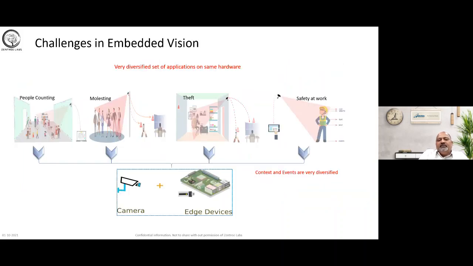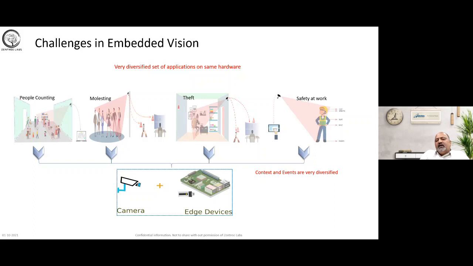And the next thing is, what are the different contexts and events, a little bit more. I have listed a few of these things here: people counting in a public event case, monitoring in open spaces, maybe a bus stop or other places, maybe private spaces where small gatherings may happen, theft detection, and safety at work.